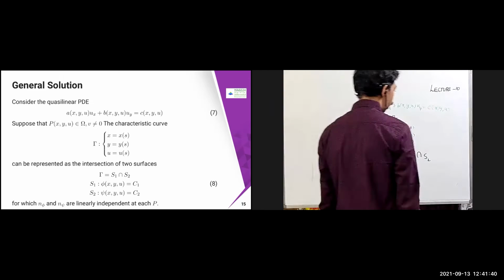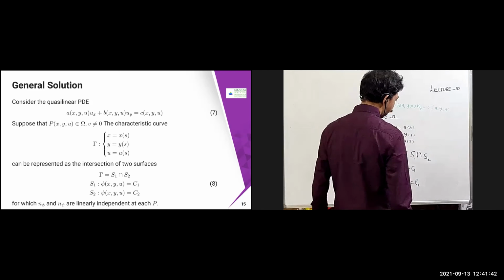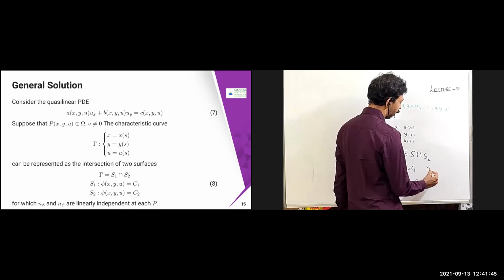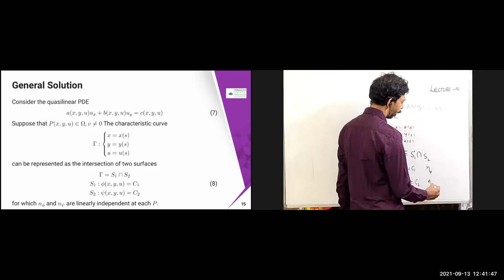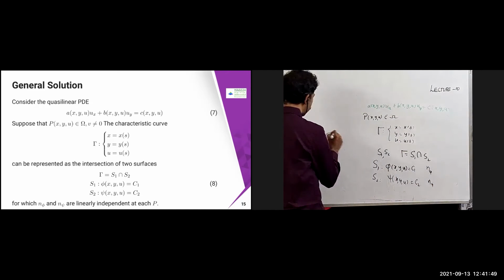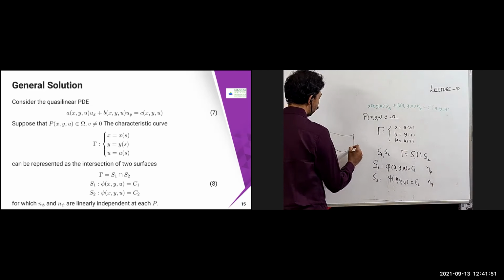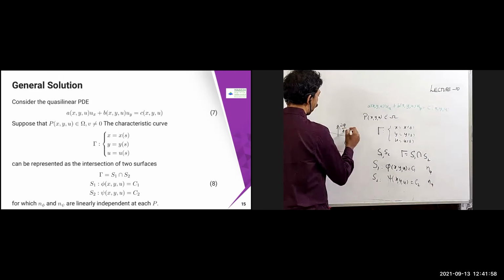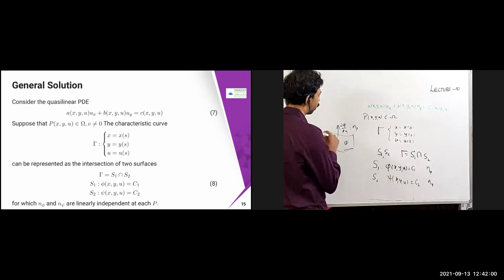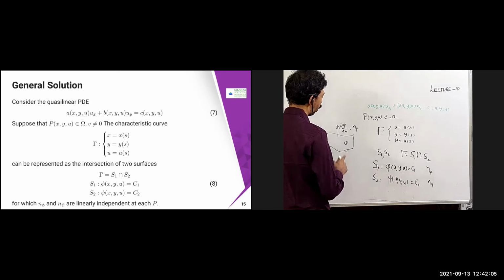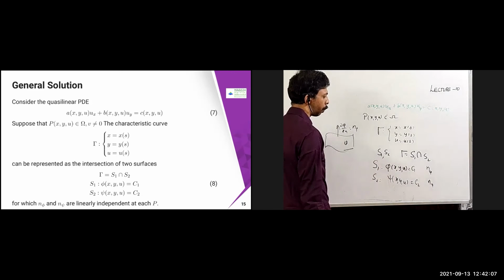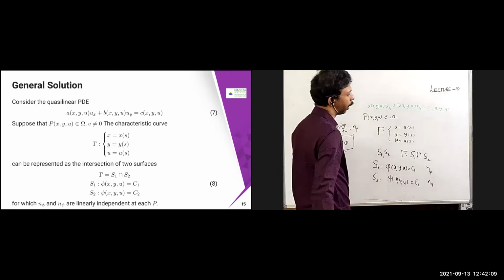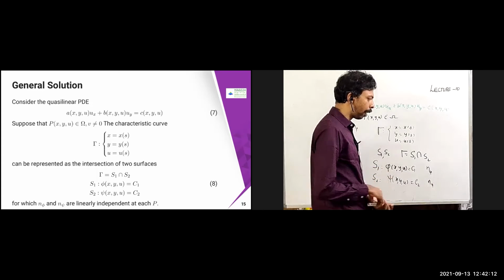So here, we are going to take n pi, which means the normal derivative. Normal derivative means I have a surface, and for this I'm taking a normal derivative, ∂π/∂n. Suppose this is my π, ∂π/∂n, or I can write it as n pi. So ∂π/∂n and ∂ψ/∂n are both linearly independent at this point (x, y). So these are the conditions I have.